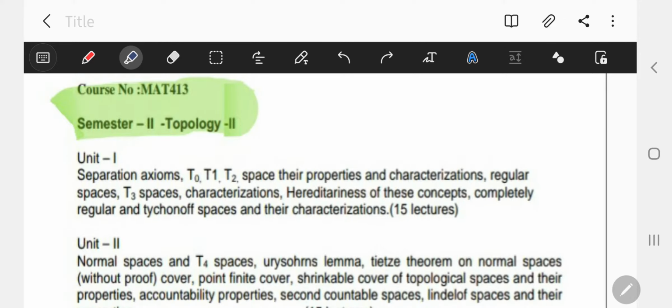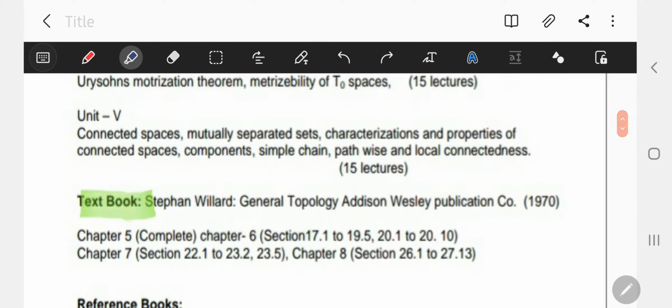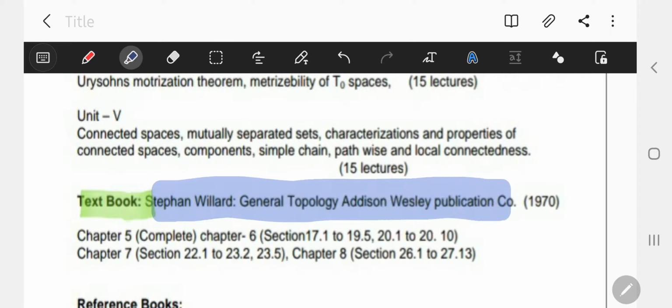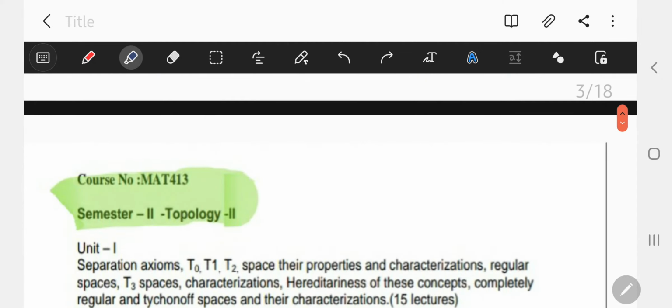Now the third paper is my paper, that is Topology second, and again there are unit 1 to unit 5. We use the textbook of Stephen Willard, General Topology, and chapter 5, chapter 6, chapter 7 and chapter 8 are there in this book. Now the fourth paper is Complex Analysis second.